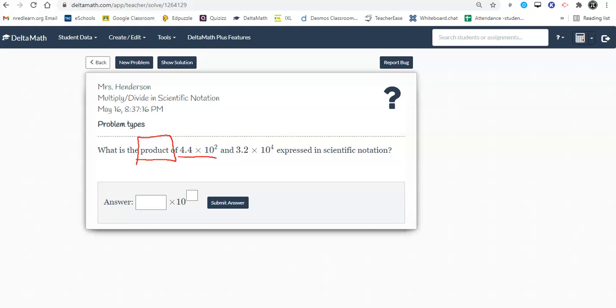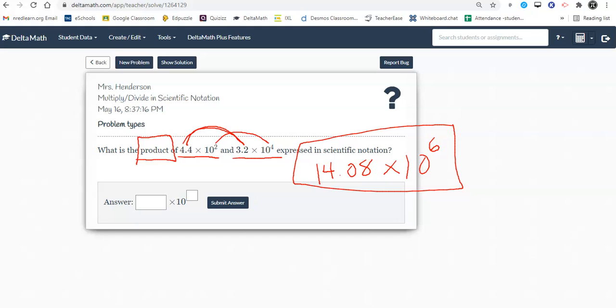So when we multiply 4.4 times 10 to the second and 3.2 times 10 to the fourth, we're going to use our calculator to multiply these coefficients. So turn your calculator on, type in 4.4, then multiply it by 3.2. This is your new coefficient, 14.08. Next, you're going to need to combine the exponents. And you don't multiply exponents, you add them.